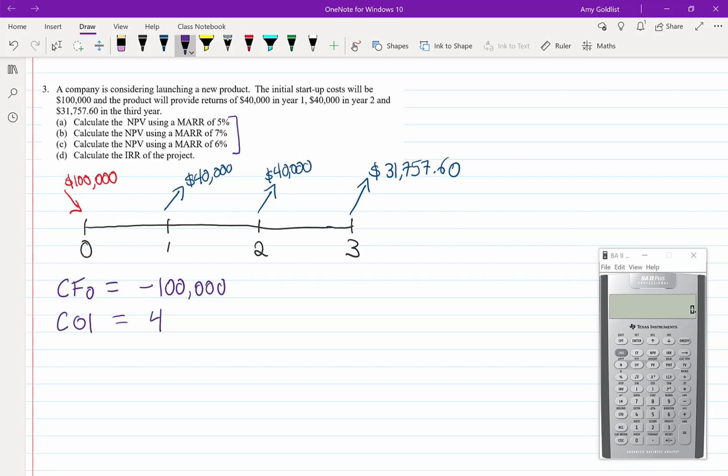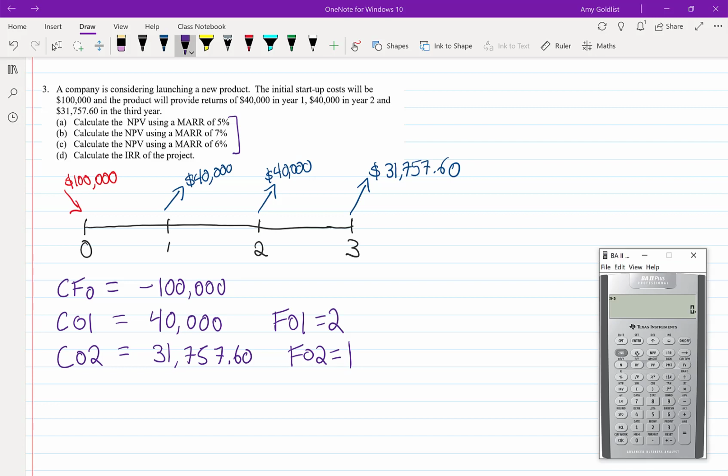Then we have 2 years in a row, and they have to be consecutive in order to do this, of $40,000 profits. And then we have 1 year where we get $31,757.6, which seems oddly specific, but maybe we have a prearranged agreement to sell our business and we know how much money we're going to be making. So let's go into our cash flow worksheet.